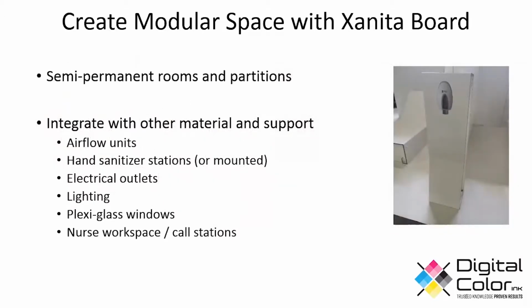So we're talking about how do you use Xanita Board to create semi-permanent rooms and partitions, depending on what you need. But what's nice about Xanita Board is the fact that you can integrate it with other material and other support mechanisms that you may need. So for example, if you need to install airflow units, if you need something as simple as a hand sanitizer station, you can create those. You can actually mount the hand sanitizer station right to the Xanita Board itself.